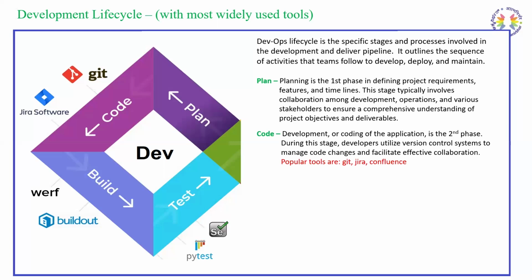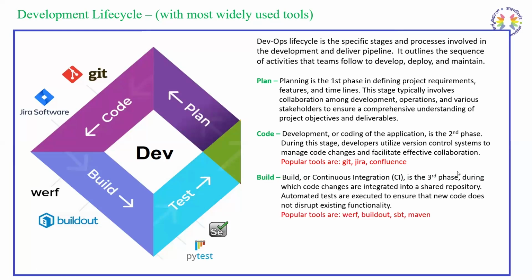A variety of DevOps tools are available to manage the coding. Organizations often choose tools that best suit their unique requirements. Some of the popular choices include Git, Jira, and Confluence, used while coding.